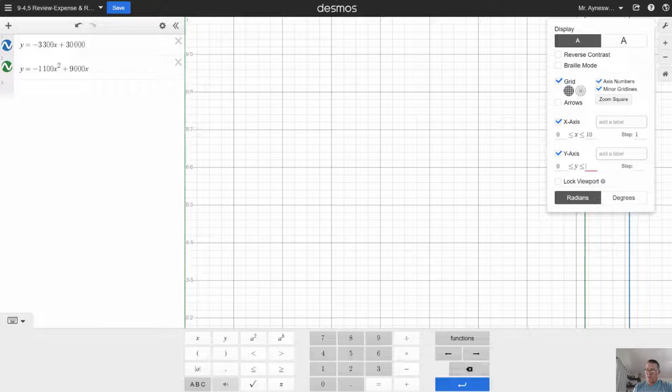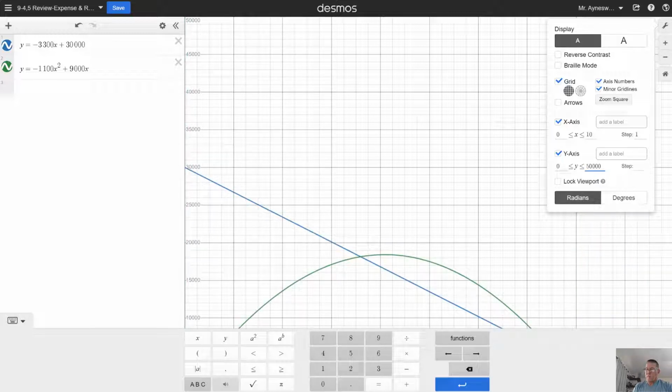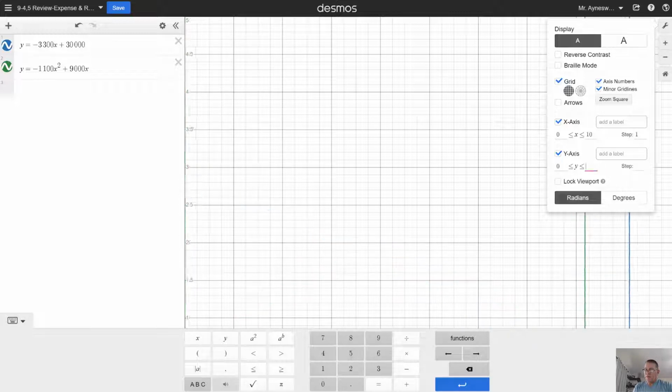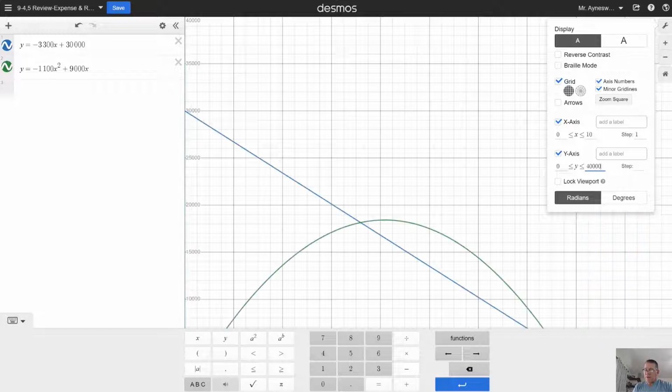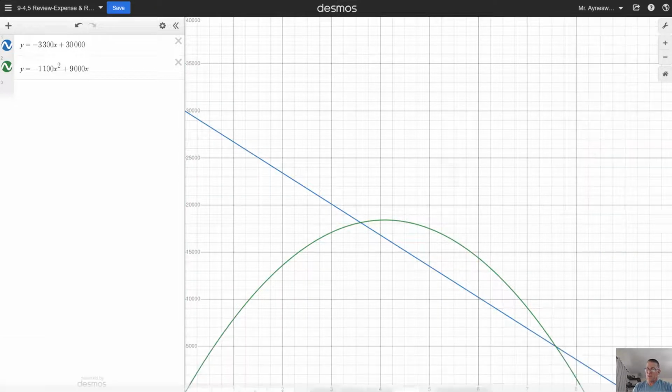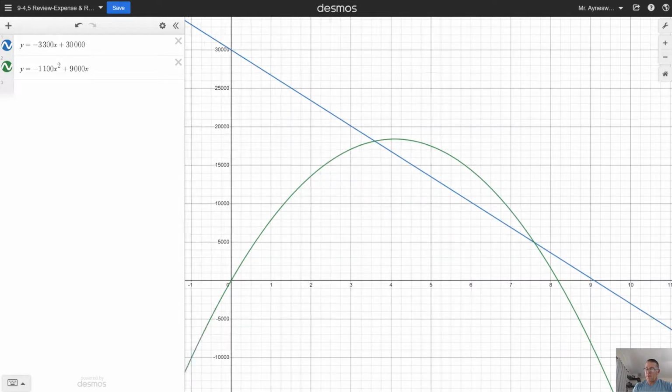So I'm going to change this and try 50,000 and see if that's fine. Okay, and even that's kind of big. So maybe 40,000. So I'm going to decrease it. So notice this little trial and error here. Okay, that's pretty good. So now I can see my graph. I can see both the expense function and the revenue function. So the one in blue, the line, is my expense function, and then the one in green is my parabola. That's my revenue function.